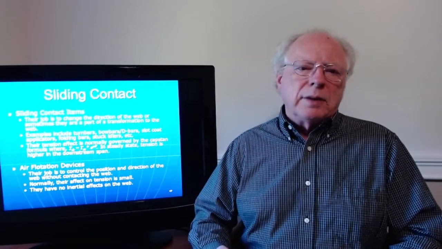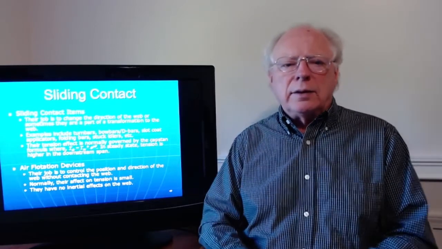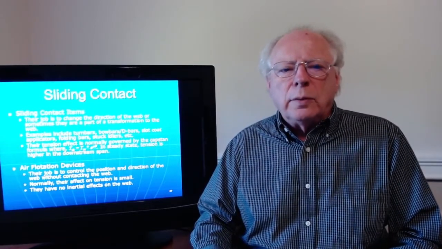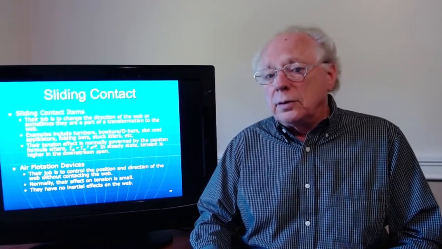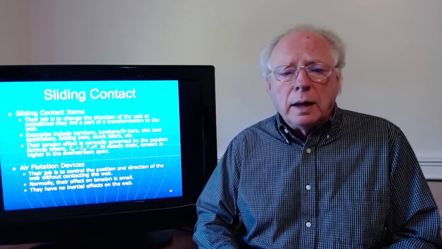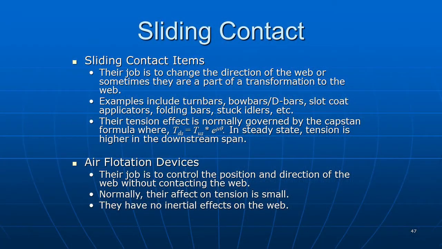Now we're going to talk about sliding contact. Okay, so the job of sliding contact is again to change the direction of the web, or sometimes it is used as part of a transformation to do something to the web. Examples might include turn bars, bow bars, D-bars, slot coaters, various kinds of applicators for things, folding boards. A stuck idler is sliding contact and could be treated the same way as an intentionally non-turning bar.